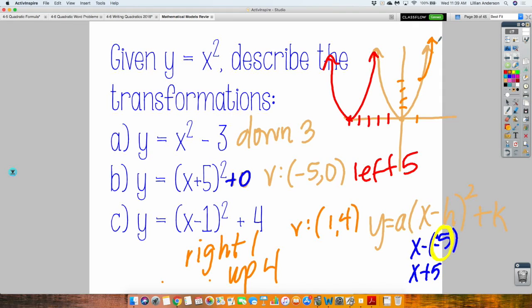What about C? Move right 1 and up 4, because what's my vertex now? 1, 4. So I'm now at 1, 4. Do I still open up? Yeah. Questions?